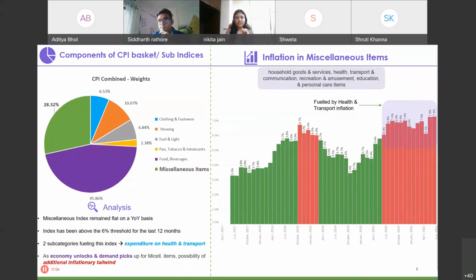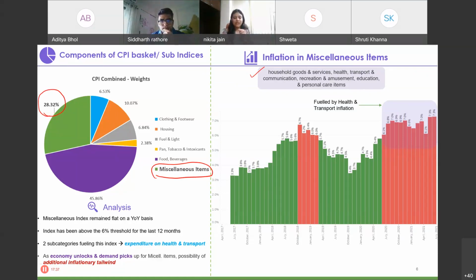Now, coming to the next sub-index, which has the second highest weightage in the CPI basket. It is the miscellaneous items. So to make sense of the miscellaneous items, I will explain what all comes under this. First of all, it has 28% of the weightage in the CPI basket, and items like household goods and services, health, transportation costs, communication, recreation, amusement, education, and personal care items come under the miscellaneous items basket.